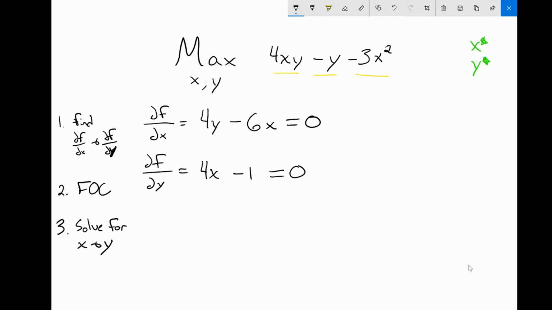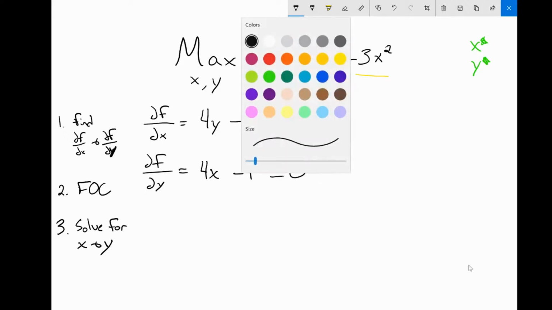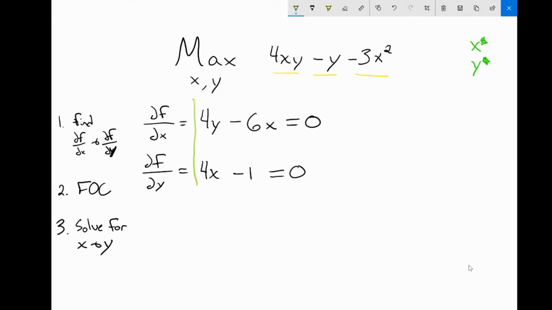This is where it gets a little bit more complicated. It's not so simple this time. We have to be sneaky, we have to be tricky to solve this out. What we need to do is take these two equations and use them to solve for x and y. That is our step 3. So let's do that. We're going to solve these two equations for x and y.